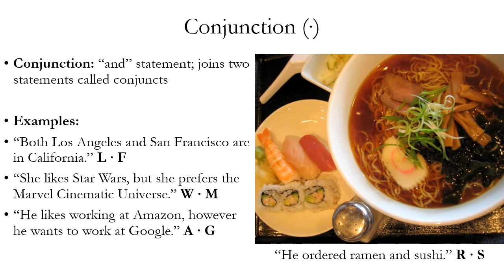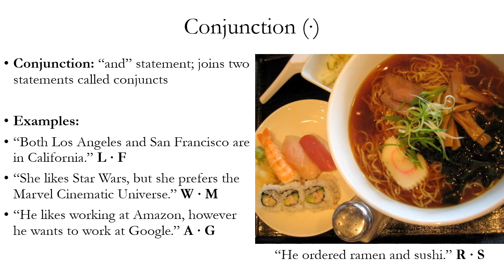The other layer of meaning that's being added is that the second conjunct, she prefers Marvel, may go against expectation. Or in this case, it's adding a clarifying fact. She likes Star Wars and she also prefers Marvel. So in terms of logic though, the but is translated with the dot, the same as an and. And in this case, the capital W stands for she likes Star Wars, and the capital M stands for she prefers the Marvel Cinematic Universe.